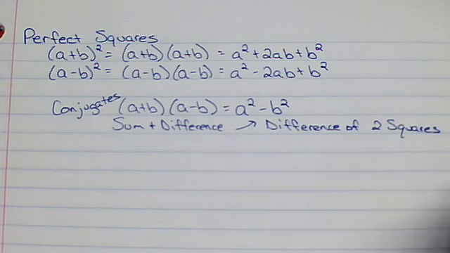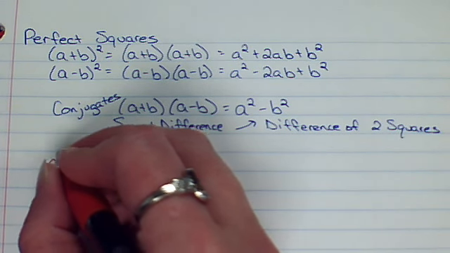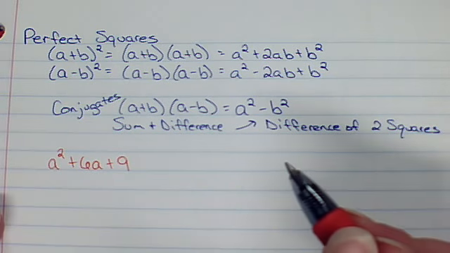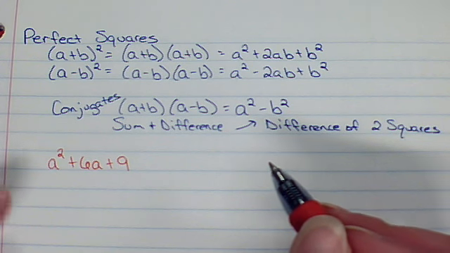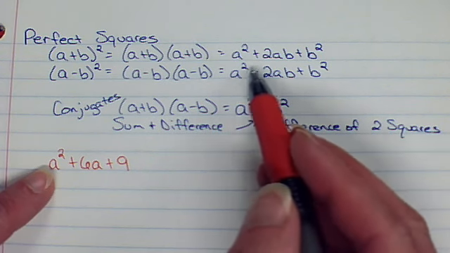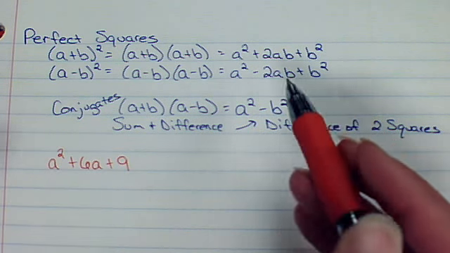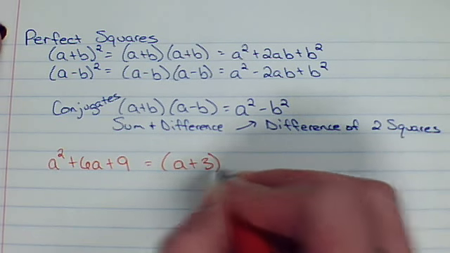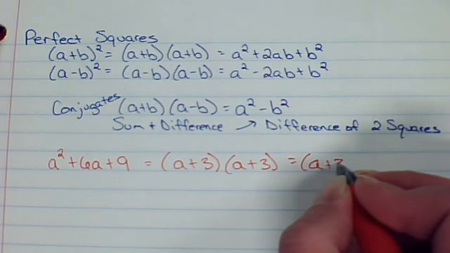So let's see what we would get if we had a squared plus 6a plus 9. Does this match any of our patterns? So that we don't have to worry about the whole box and all that stuff. Well, that's something squared. That's twice something that's squared here. Yeah, a plus 3 times a plus 3, or a plus 3 squared.